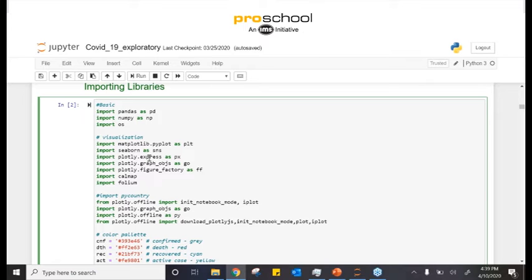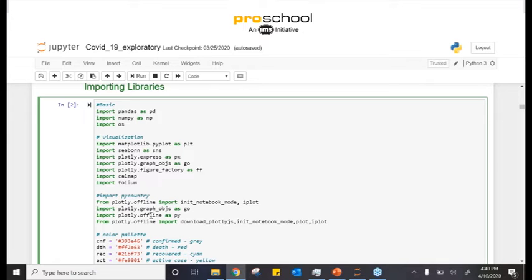I want to go through that. Those who are new must understand these are the very basic ones: pandas, numpy, and also matplotlib, seaborn. These are very basic things. We always have these things. Whenever we start any kind of data analysis work, we start with pandas, numpy, matplotlib, seaborn.